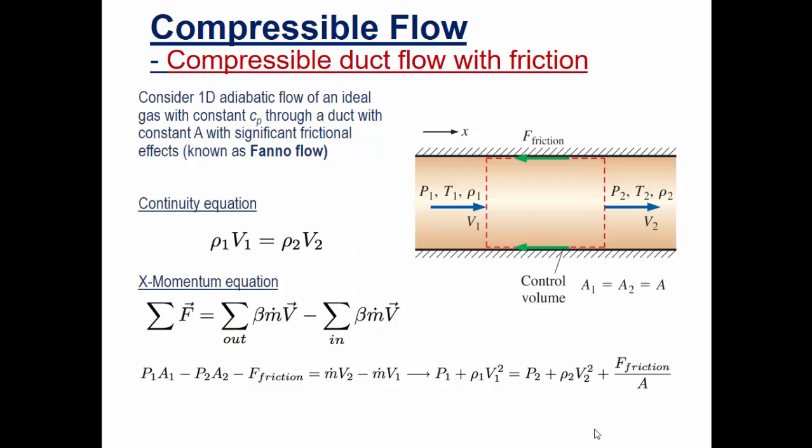Now we have the second equation, where the pressure before the control volume, P1 plus rho 1 V1 squared, is equal to P2 plus rho 2 V2 squared plus the friction element, where F friction is the force caused by the friction divided by the cross-sectional area of the duct.